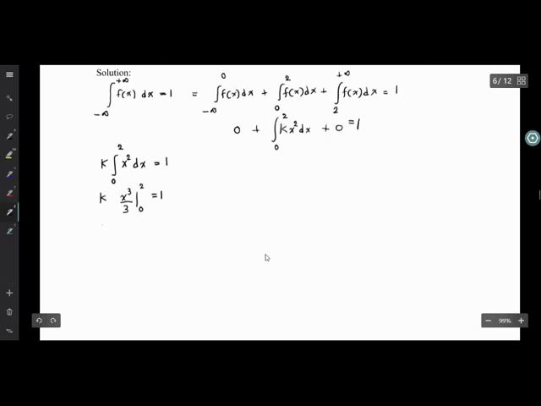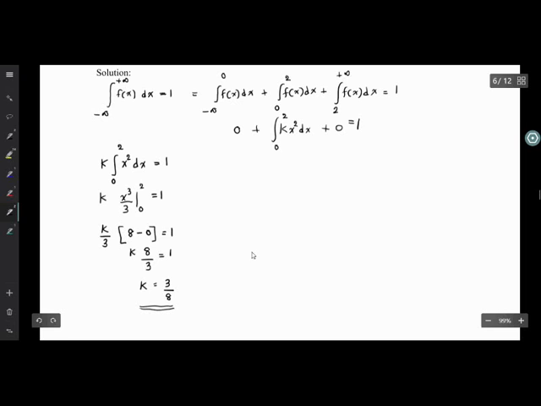So we get k over 3. When x is 2, 2 to the power 3 is 8. When x is 0, 0 to the power 3 is 0. This is 1 equals 1. So you have k times 8 over 3 equals 1. So k will be 3 over 8.